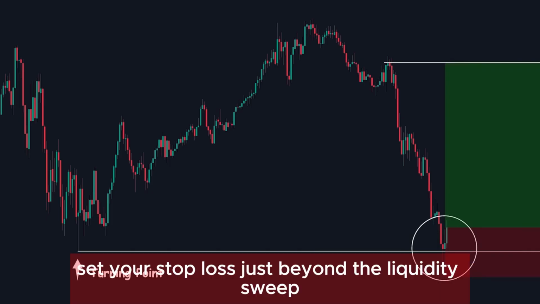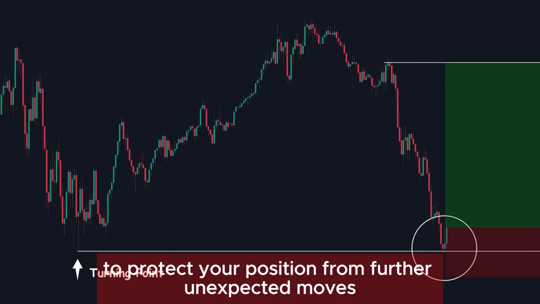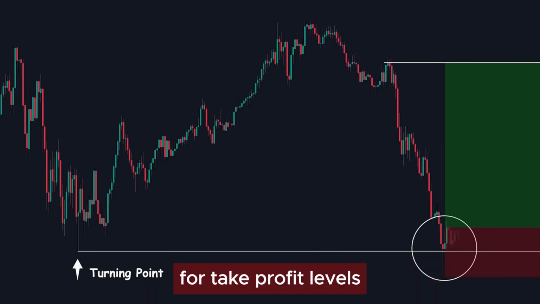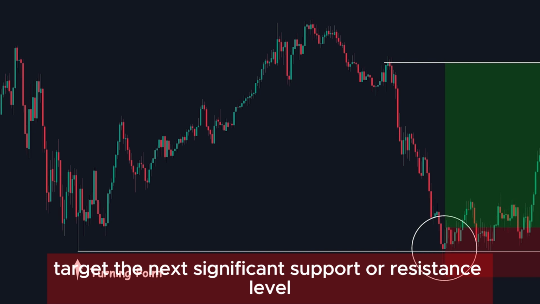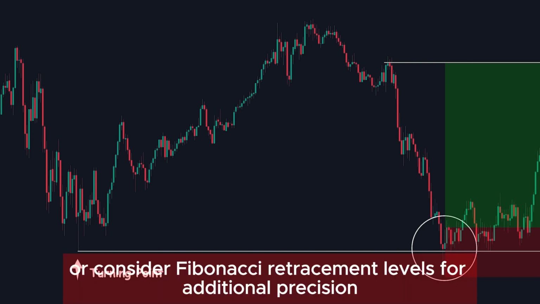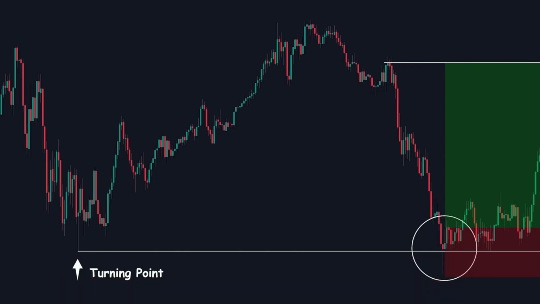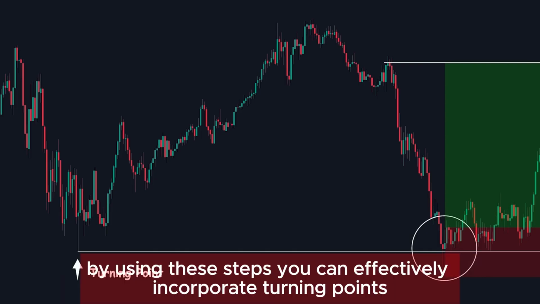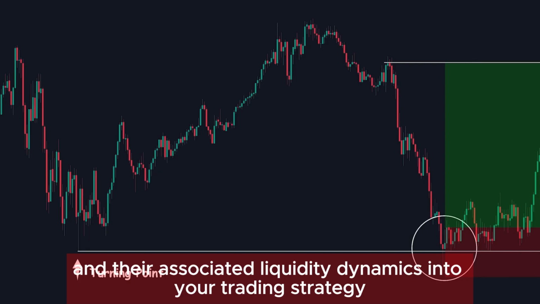Enter the trade in the direction of the reversal. Set your stop loss just beyond the liquidity sweep to protect your position from further unexpected moves. For take profit levels, target the next significant support or resistance level, or consider Fibonacci retracement levels for additional precision. By using these steps, you can effectively incorporate turning points and their associated liquidity dynamics into your trading strategy.